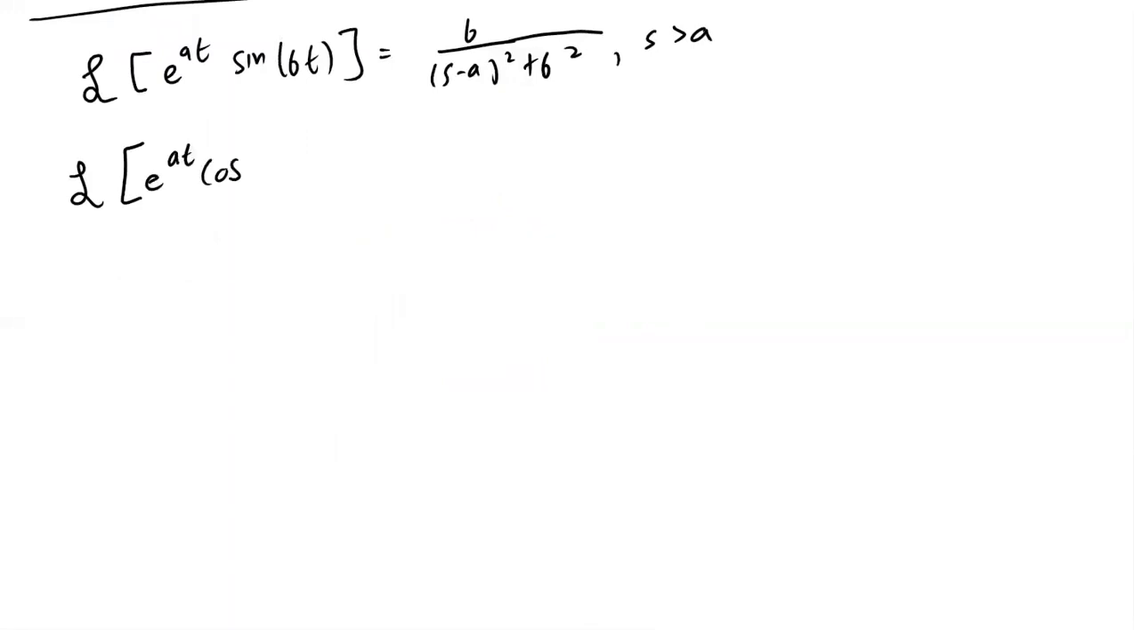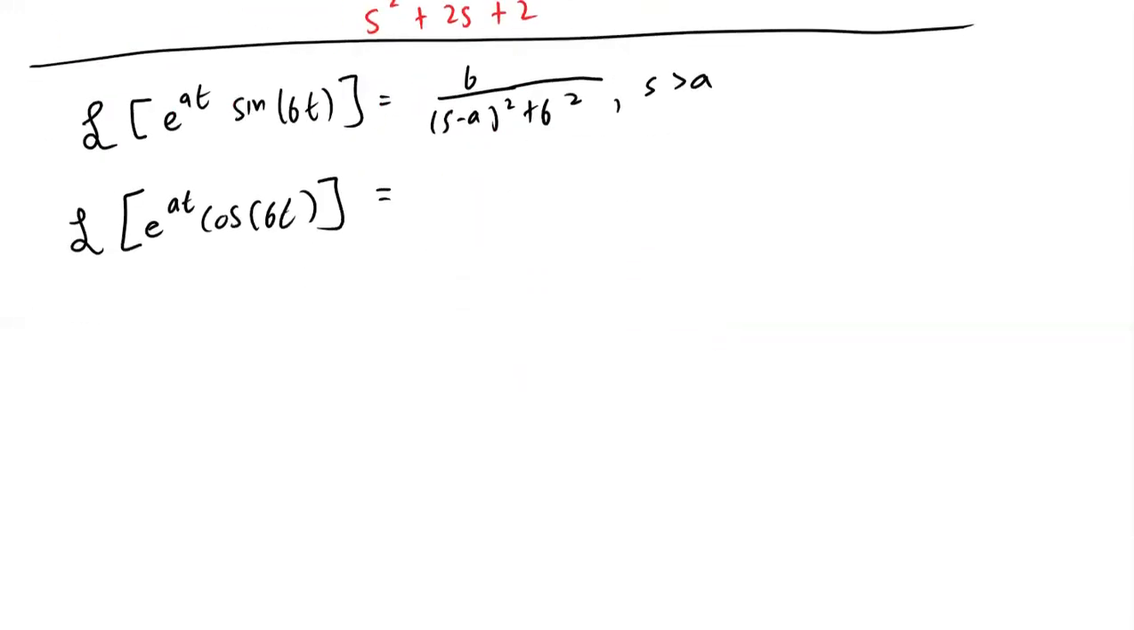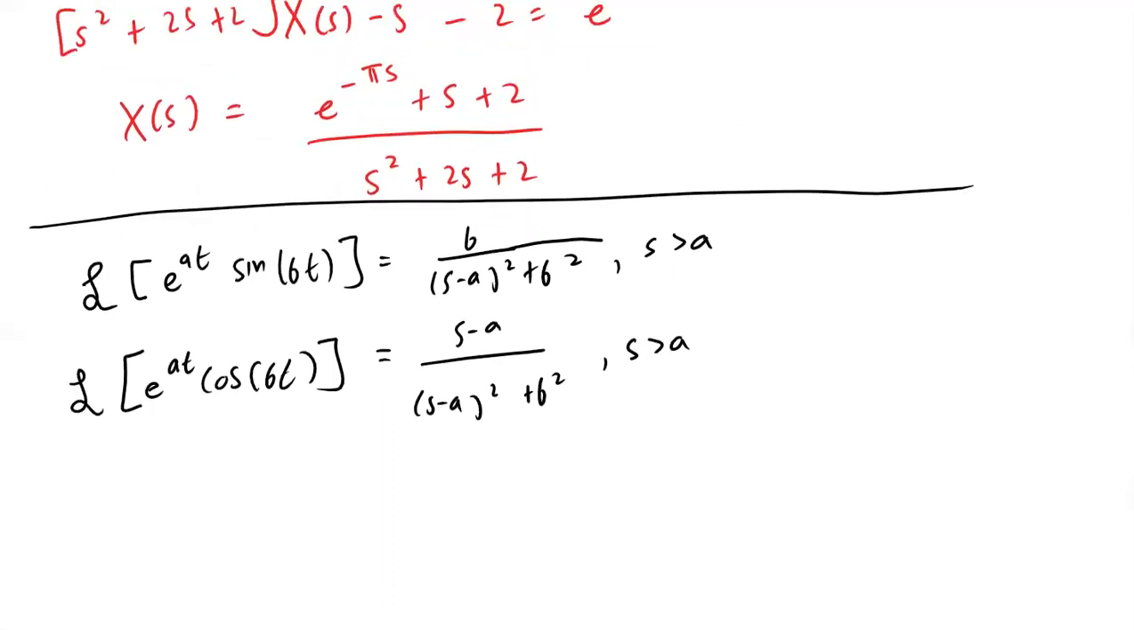Okay, so here we're also going to need the Laplace transform of e to the at times cosine of bt. And this is going to be s minus a over s minus a squared plus b squared, because it's s over s squared plus b squared, and then we're shifting everything a units to the right. Again for s greater than a. So again, this just comes from theorem 2, from section 6.3. We're going to need these.